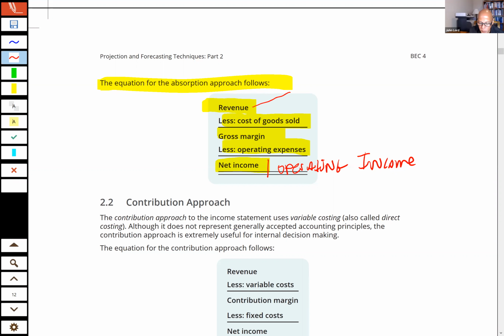Okay, so what happens? We have our operating income. Now, when we look at our cost of goods sold, our revenue is the number of units sold times selling price times units sold. I don't know that I even need to write that there. Less cost of goods sold, and in the cost of goods sold, we have both fixed and variable.